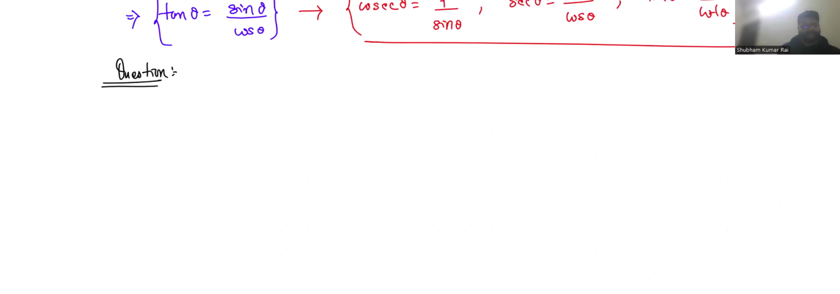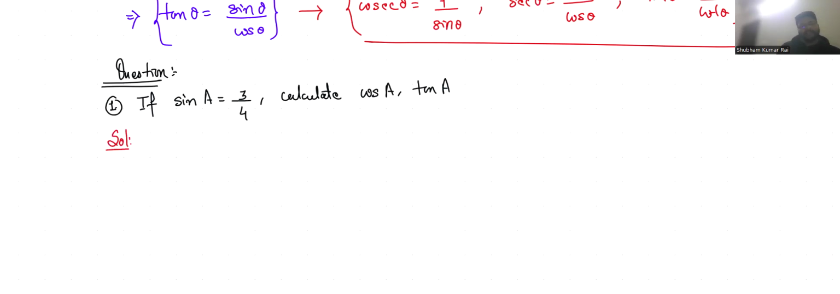The first question is: we have been given sine A is equal to 3 by 4, and here we need to calculate cos A and tan A. So we will start solving this question. First of all, we need to identify what things are being given. Here we have sine A is equal to 3 by 4.